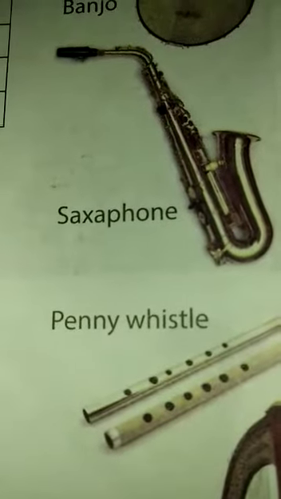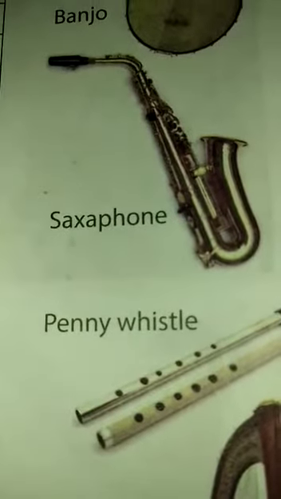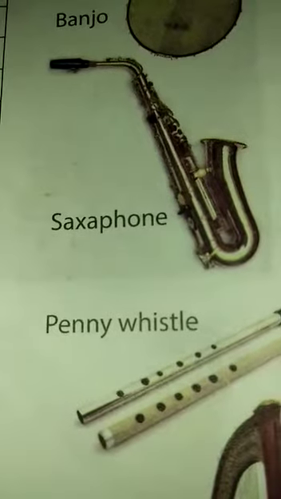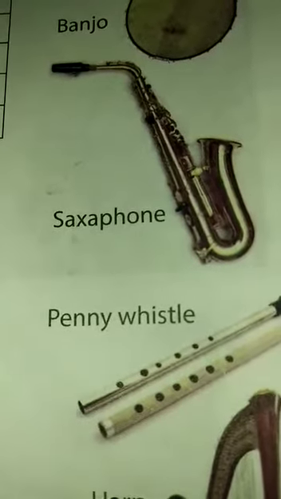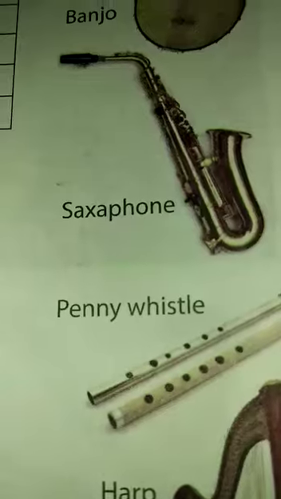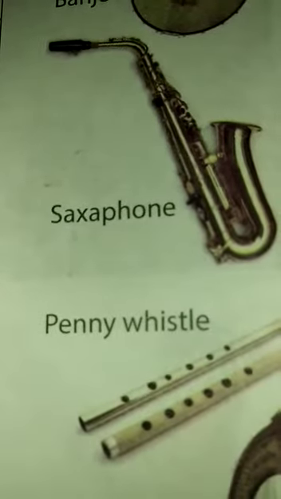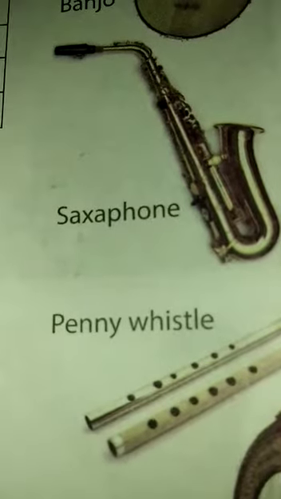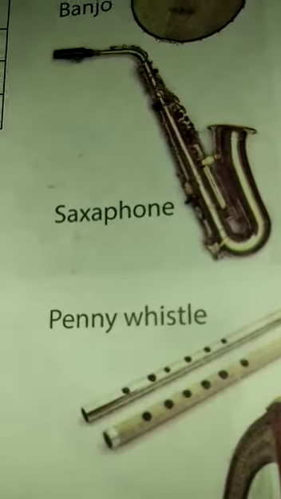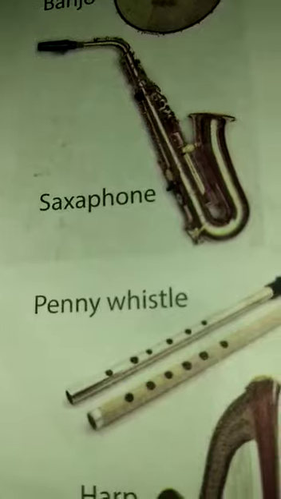Another two examples of woodwind instruments or wind instruments would be the penny whistle, which is rather like a simple recorder, and the saxophone, which is made of brass and is in the brass group, but is still a woodwind instrument or a wind instrument.